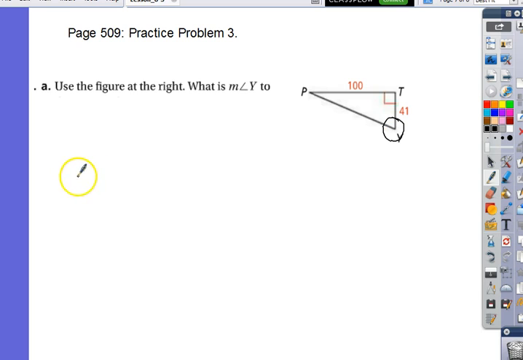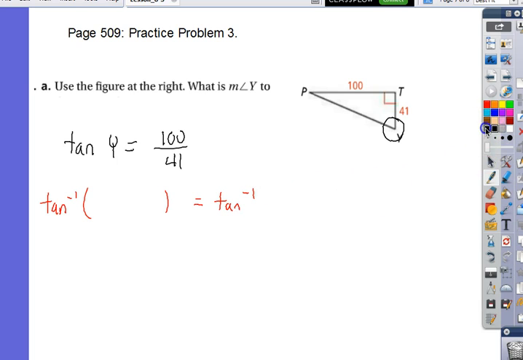All right, so hopefully you were able to set it up as a tangent function. Tangent y is equal to, tangent is opposite over adjacent, that's why I'm using tangent. So I had the opposite, 100. I had the adjacent, 41. Now, to solve for y, I need to take the inverse tangent of both sides. So tangent inverse, and then is equal to tangent inverse on this other side. And so the tangent inverse of tangent y is going to equal the tangent inverse of 100 over 41.